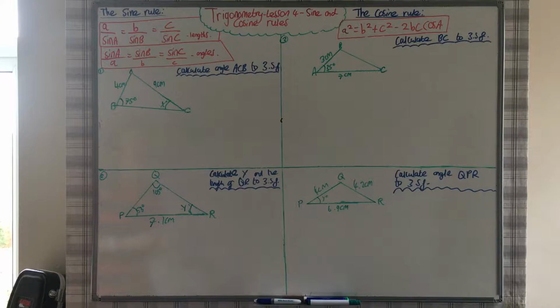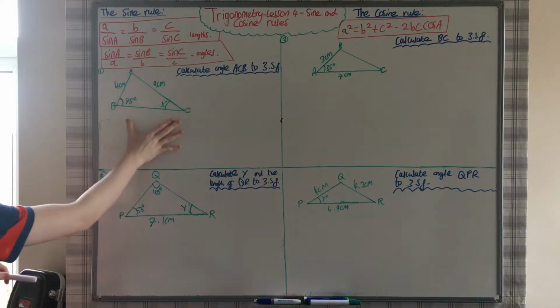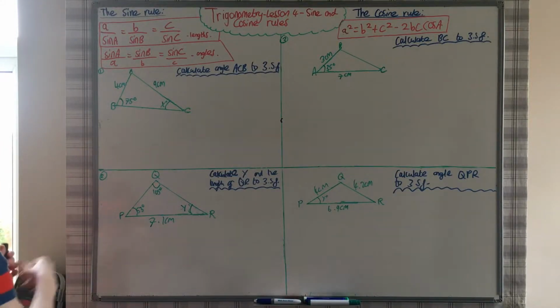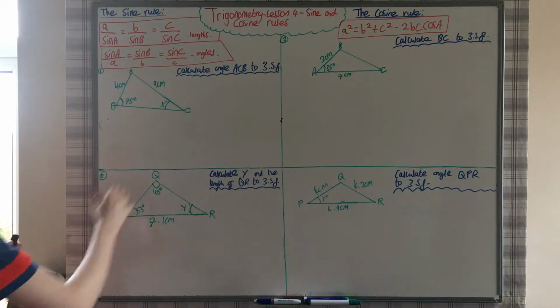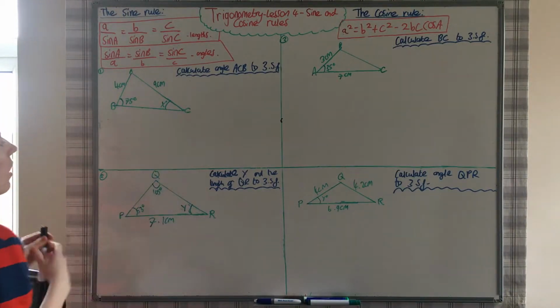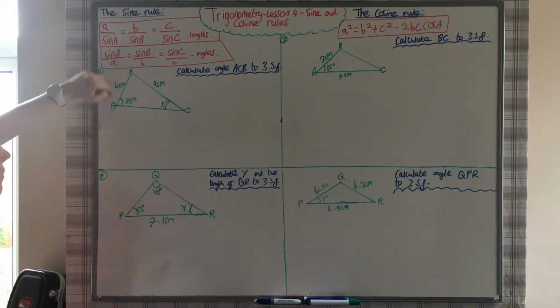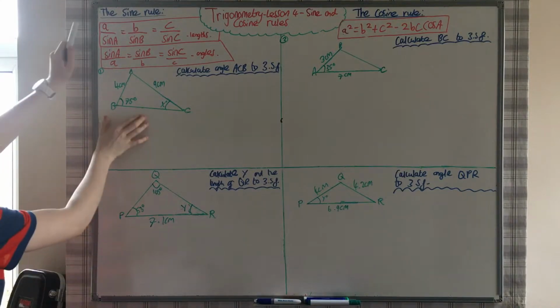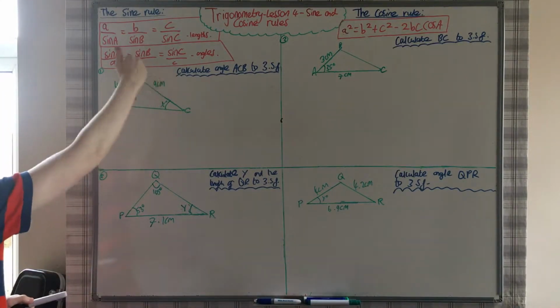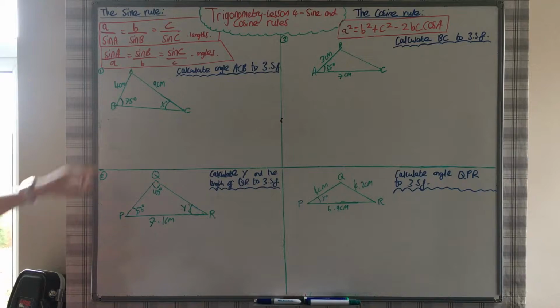The lowercase of that is simply the length that corresponds to that angle, and that's always opposite the angle. So in this case, if this is capital C, then lowercase c will be this length here, which is 4 centimetres. If this is capital B here, then lowercase b will be AC, and simply lowercase a is opposite capital A, so this will be the length BC.